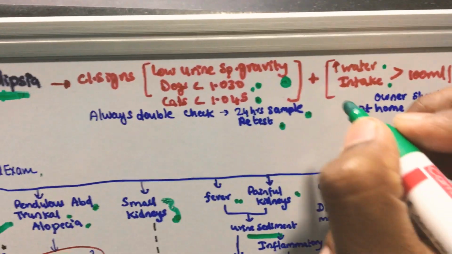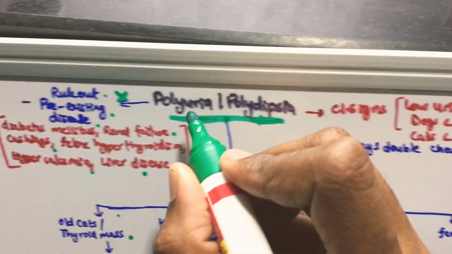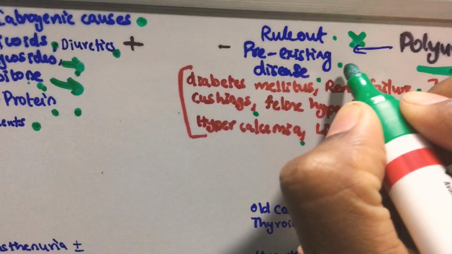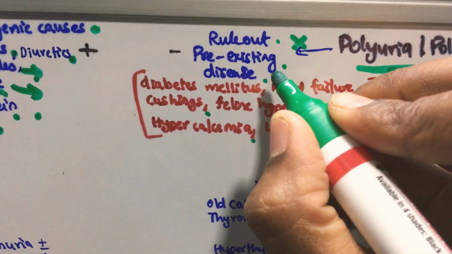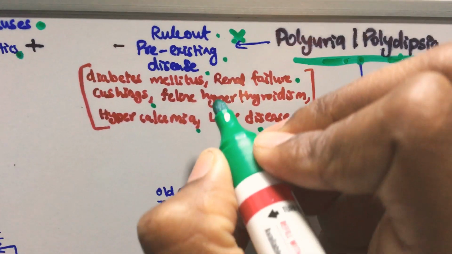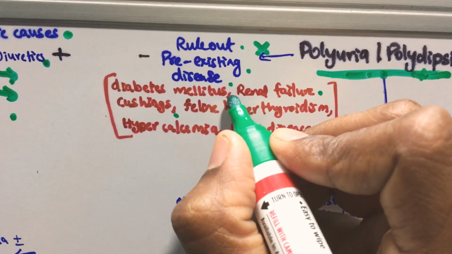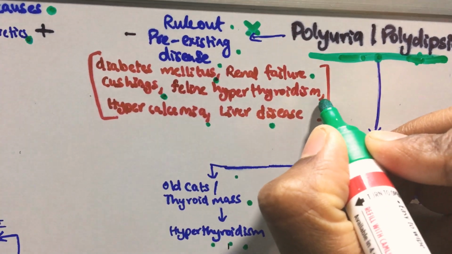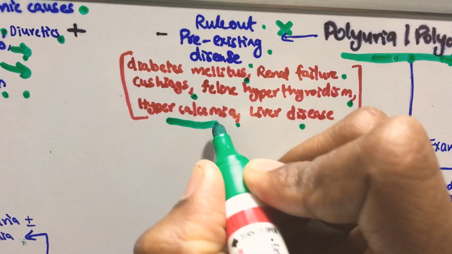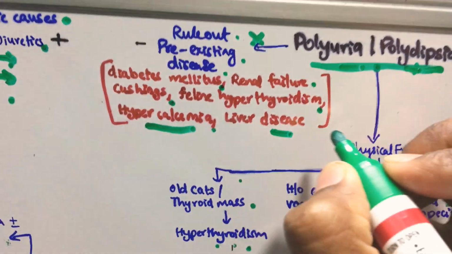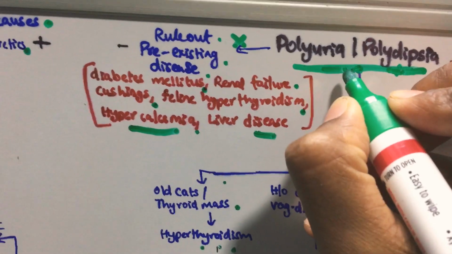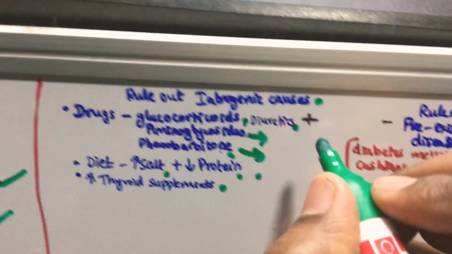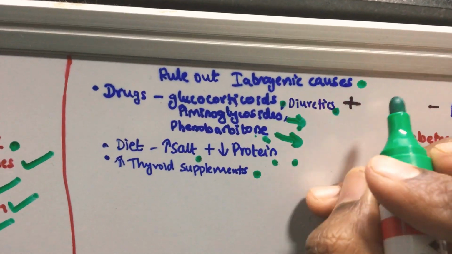Once you have confirmed that the patient has polyuria and polydipsia, the second thing we need to do is rule out underlying conditions that can cause polyuria and polydipsia. So the conditions such as diabetes mellitus, renal failure, Cushing's, feline hyperthyroidism, hypercalcemia, and liver disease are the things that can cause polydipsia. Once the patient doesn't have any of these, then we need to rule out drug and diet history.